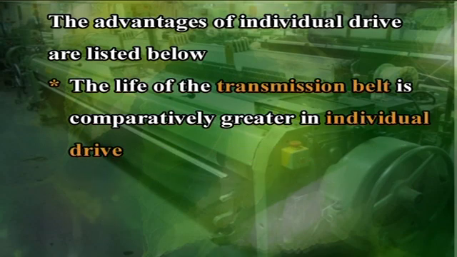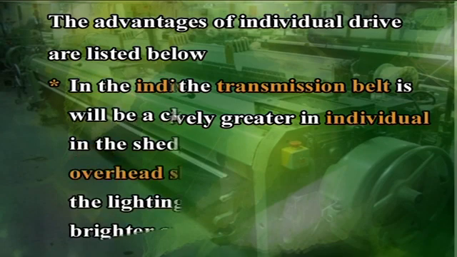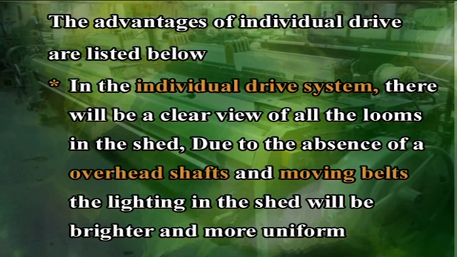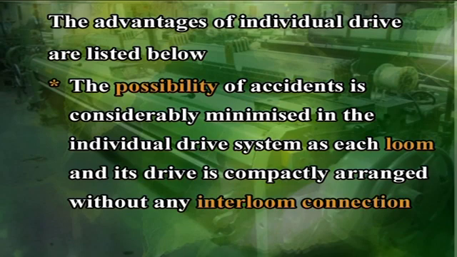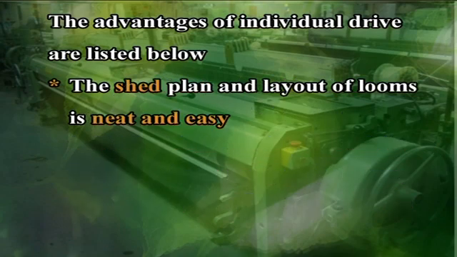The life of the transmission belt is comparatively greater in individual drive. In the individual drive system, there will be a clear view of all looms in the shed due to the absence of overhead shafts and moving belts. The lighting in the shed will be brighter and more uniform. The possibility of accidents is considerably minimized in the individual drive system, as each loom and its drive is compactly arranged without any interloom connection. The shed plan and layout of looms is neat and easy.